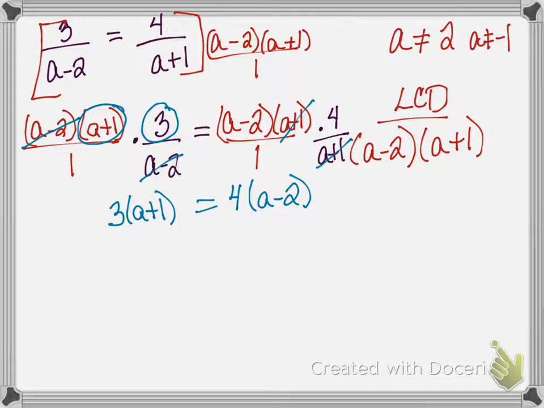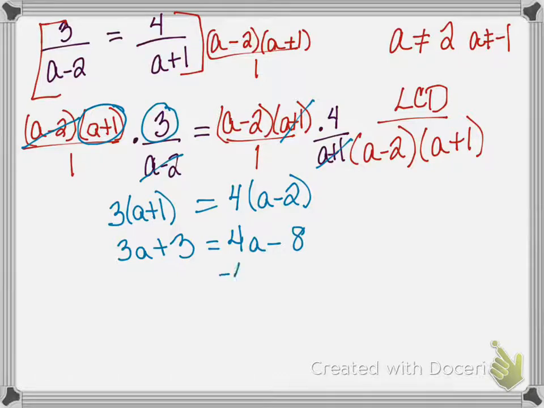I would get in the habit of doing these with your least common denominator. But if you're thinking, oh, I can do cross multiplication, you are not incorrect. You can do cross multiplication. Okay? So let's keep going. I have 3a plus 3 and 4a minus 8. All I did was distribute.